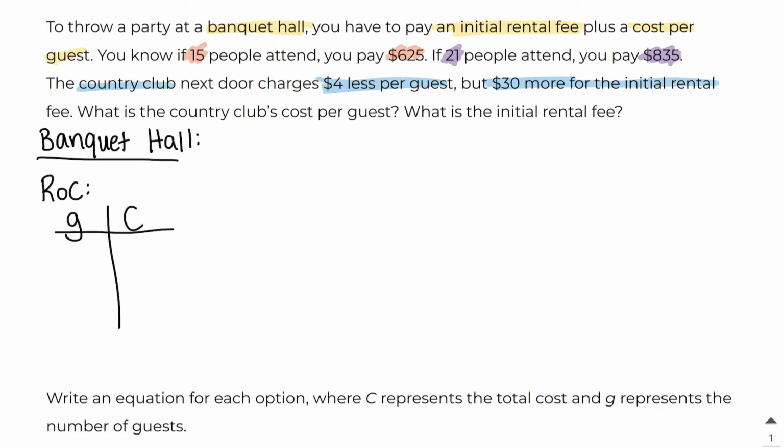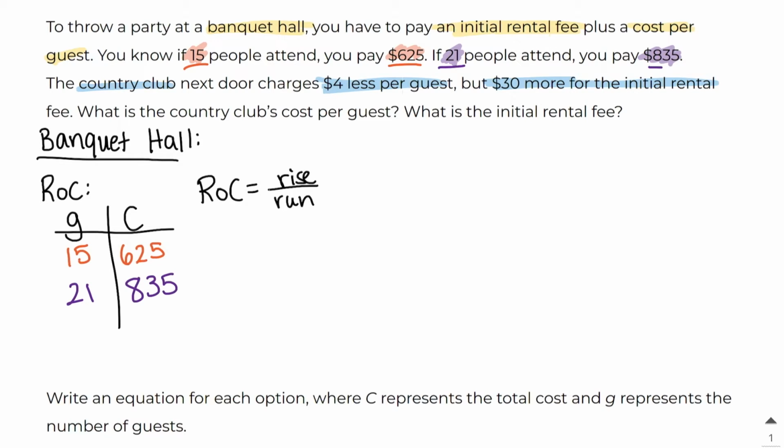So we know that 15 guests will cost $625. And we also know that 21 guests will cost $835. So to find our rate of change here, we have to do the rise over the run. So to find the rise, I need to figure out how much this changes by. So our rise would be equal to $835 minus 625. And when I subtract those two numbers, I get 210.